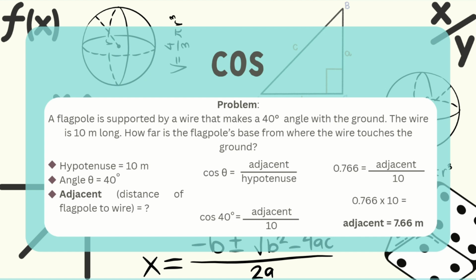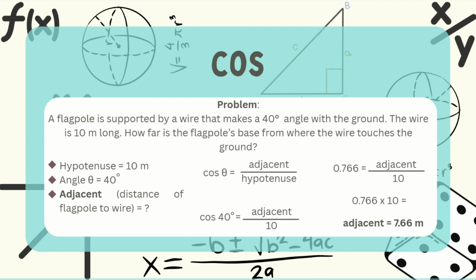Next problem. A flagpole is supported by a wire that makes a 40-degree angle with the ground. The wire is 10 meters long. How far is the flagpole's base from where the wire touches the ground? Here the given hypotenuse is 10 meters and the angle theta is 40 degrees. And the adjacent is what we are looking for again, the distance from the flagpole to where the wire touches the ground.